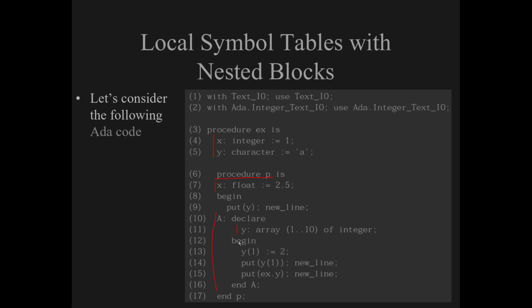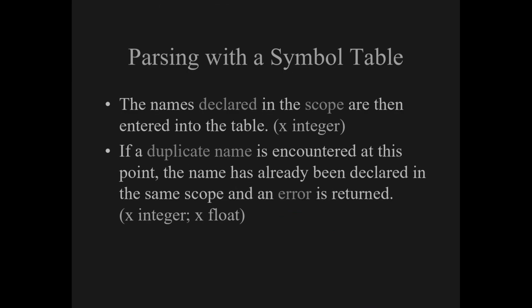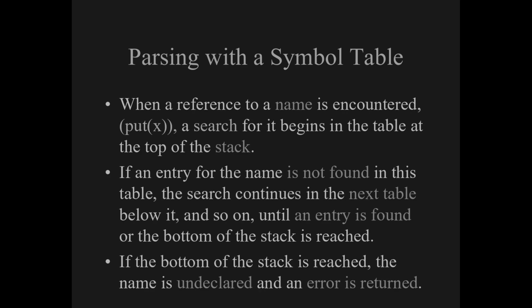And in A, we have just Y as an element. Okay? And since this is the top of the stack, whenever we see Y, that's going to refer to this one, as long as we're within this point of the program. Moving on, the names declared in the scope are then entered in the symbol table. If a duplicate name is encountered at this point, then the name has already been declared in the same scope, and an error is returned. So if you declare the same thing twice in the same scope, you're going to get an error.